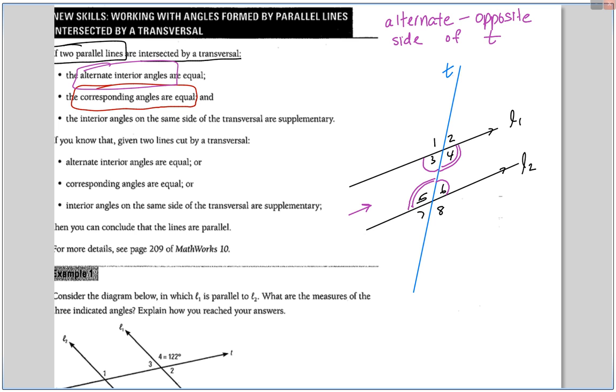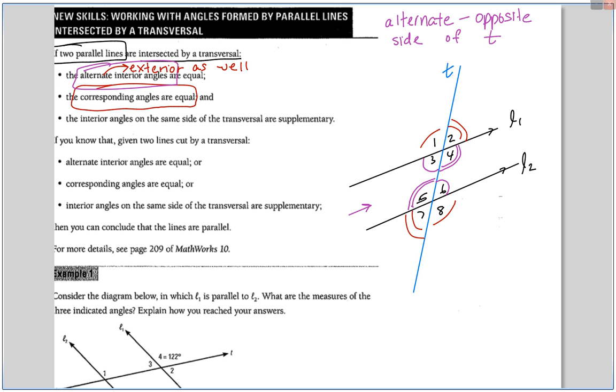Okay. As well, not only are the alternate interior angles equal, but also the alternate exterior angles. And I'm not sure why it doesn't say that, so let's just add that in. Exterior as well. Alternate exterior as well are equal. So that would mean 1 and 8 are equal, and 2 and 7 are equal.